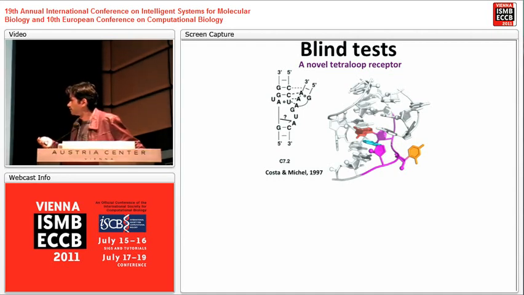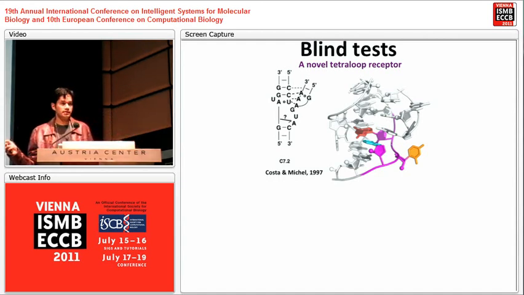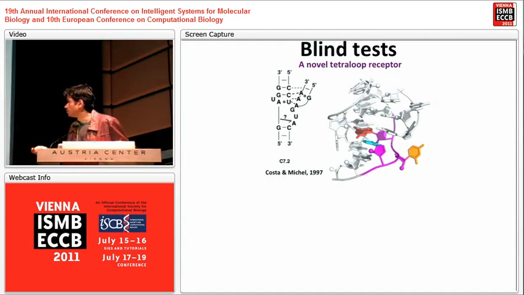It's a tetraloop receptor, not the classic one I showed you on the previous slide, but one evolved in vitro by Costa and Michel in one of my favorite papers from 1997. There's still no crystal structure of this alternative receptor. This is the stepwise ansatz model. It has a GA base pair in a geometry that at least I'd never seen before. And between them, there's a U.